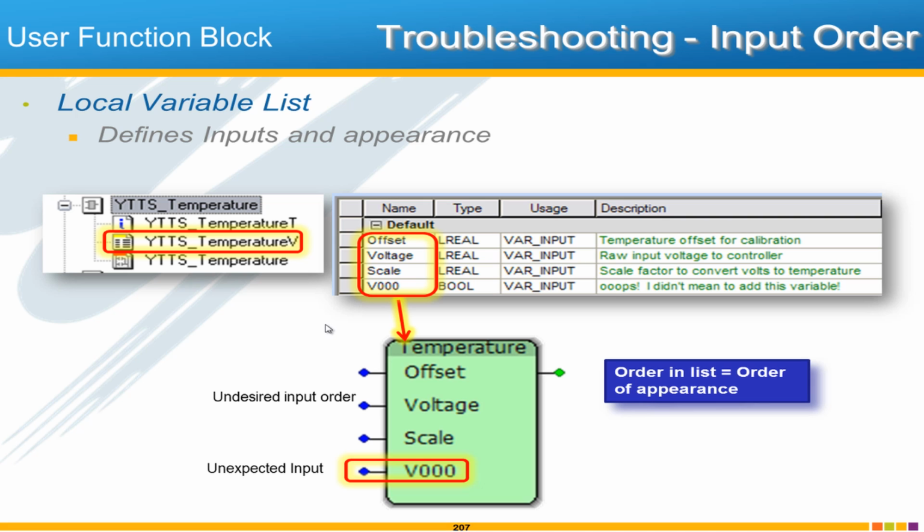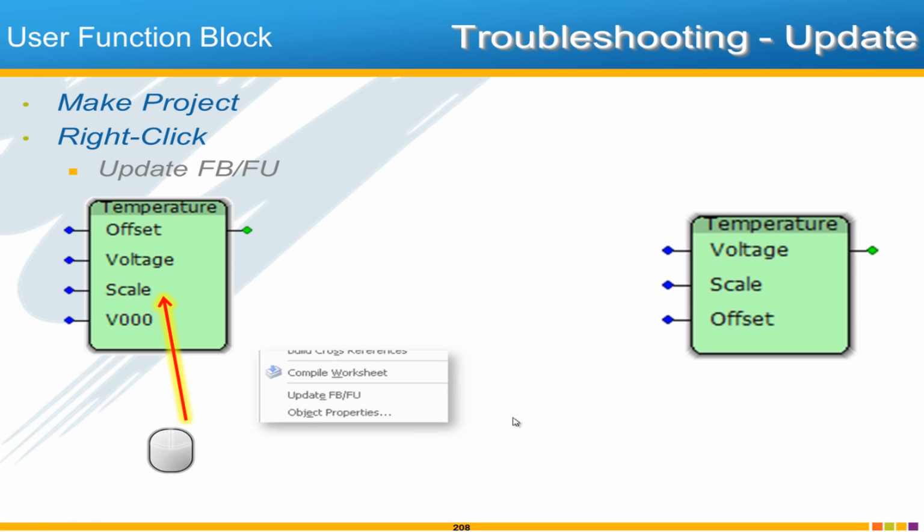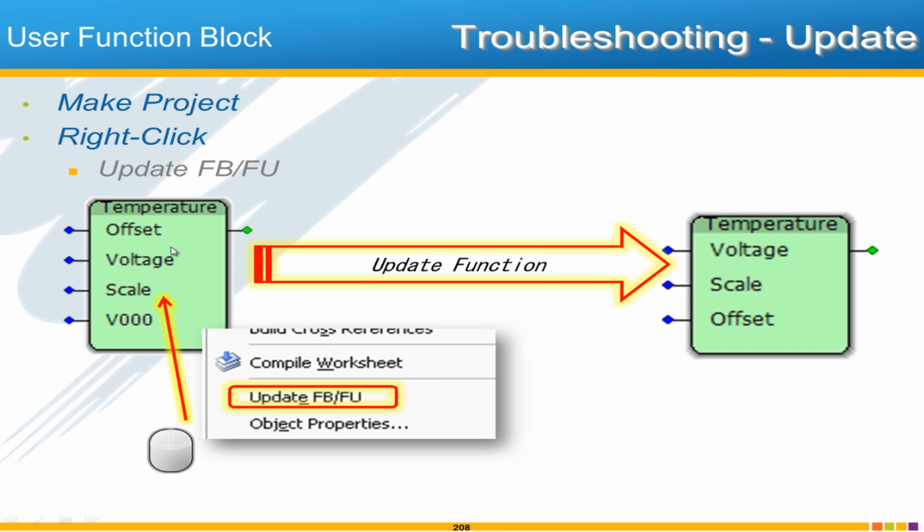And another detail is the input order, as far as how the block looks cosmetically, is defined by the order of the inputs in this variable list for your function or function block. So to make them appear in the order that you want, just move them into the order that they should appear within the variable list, and then recompile. That update of the input order and appearance of inputs will not update the existing blocks in your code. You don't have to delete and put them back in, though. You can right-click Update, FBFU, and the updated version will then be inserted in place.